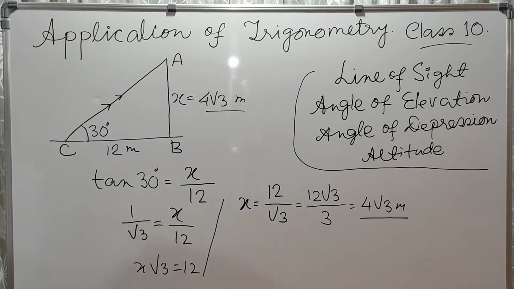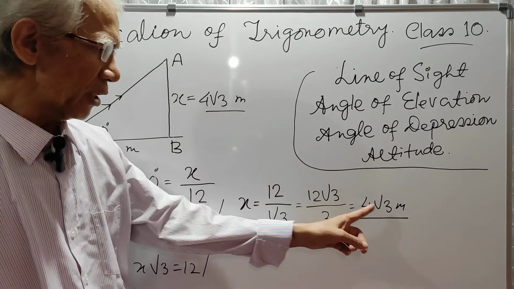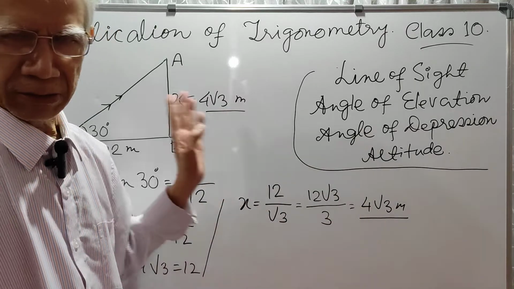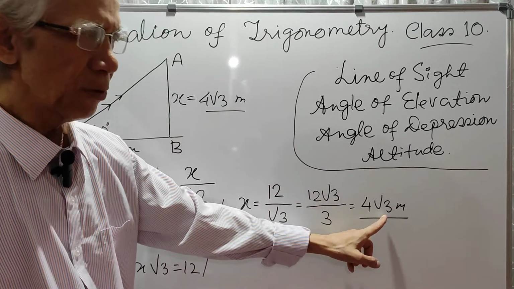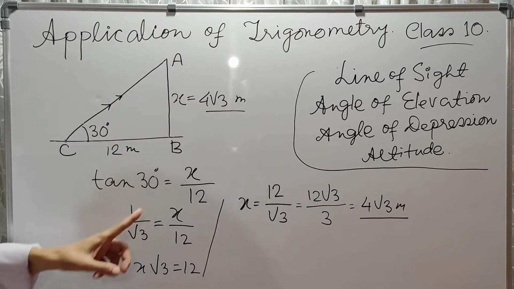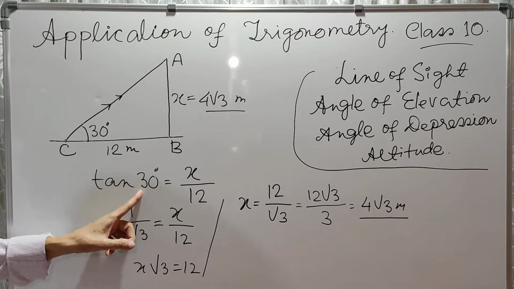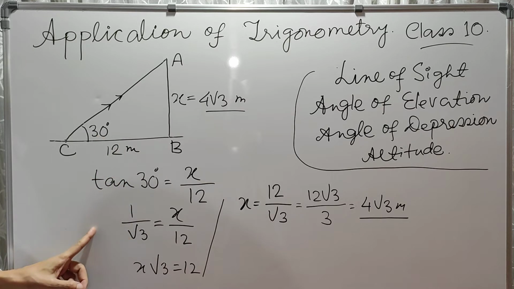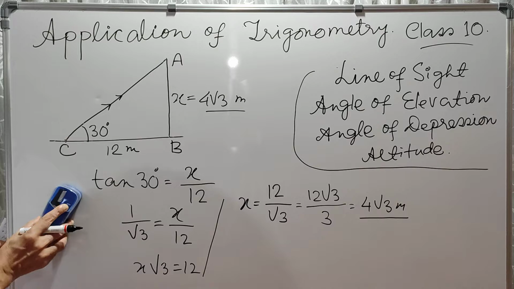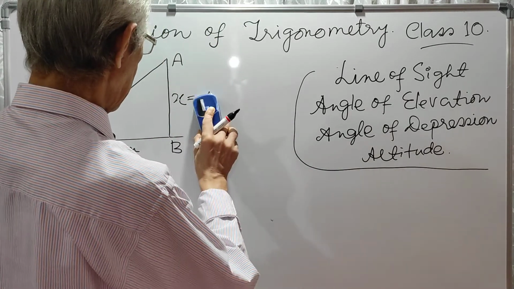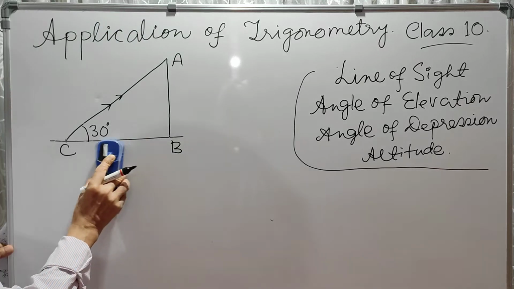Now, if the value of root 3 is given in the question, root 3 is 1.732, if the value is given, you will put it. Otherwise, this is how you will write the answer. So you see, we have used trigonometry. We have used tan theta. The tan theta is opposite by adjacent. So that knowledge we have used. All right. So let us see another problem.